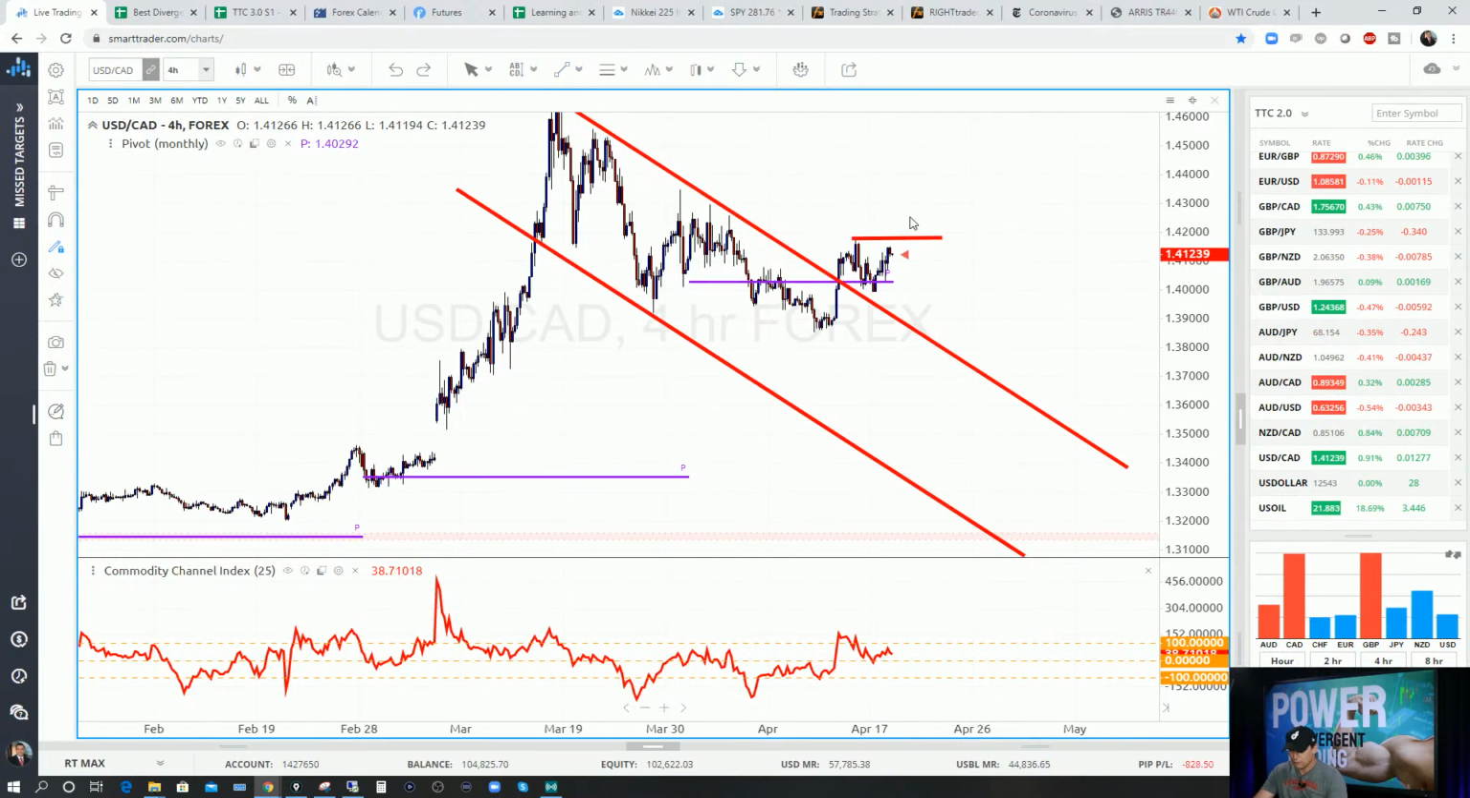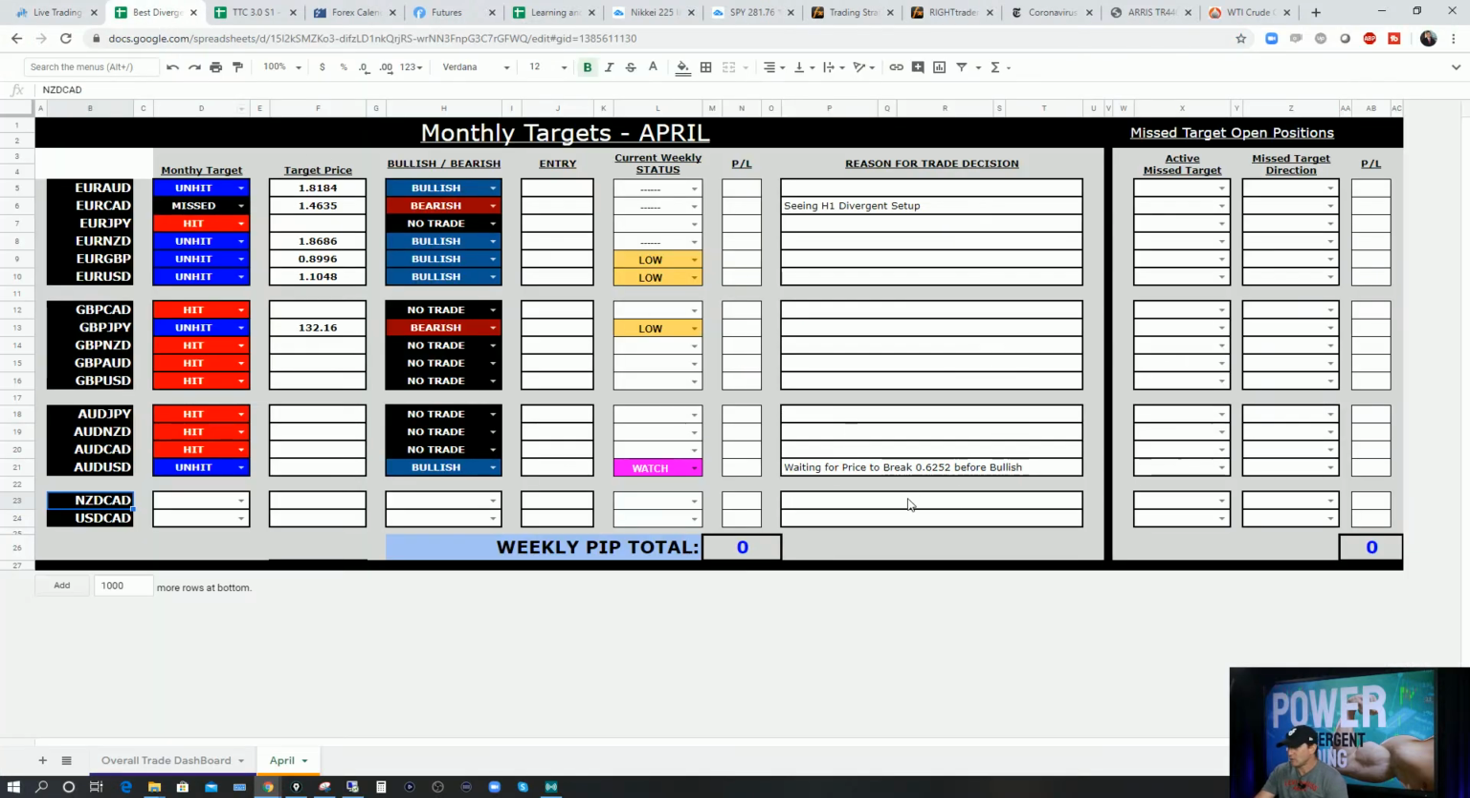All right, we need to break above that high there, so that is at 41.71. So 41.71 before bearish.